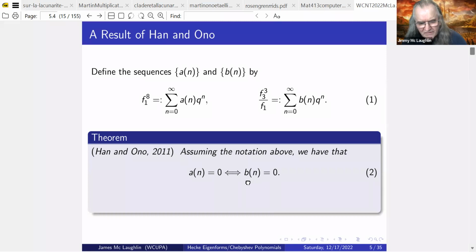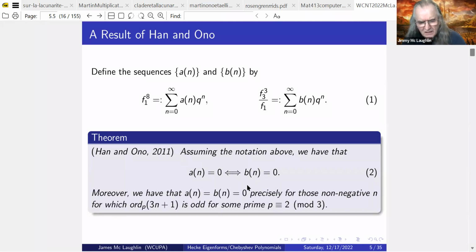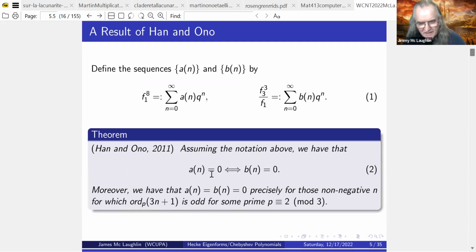And moreover, they give a precise description of when each of these vanish. It's for non-negative integers n for which the order of 3n plus 1 at p is odd for some prime p congruent to 2 mod 3. All right, so some such prime then occurs in the factorization of 3n plus 1 to an odd power. If that happens, then these coefficients up here vanish.